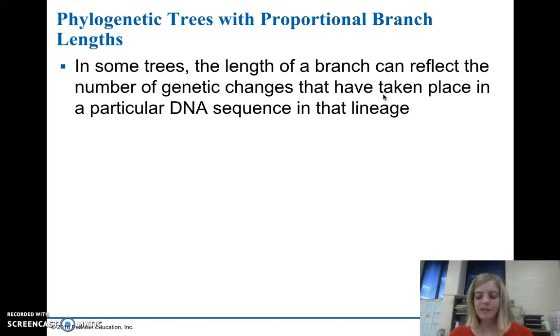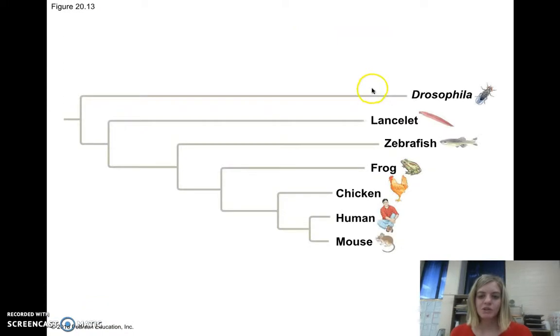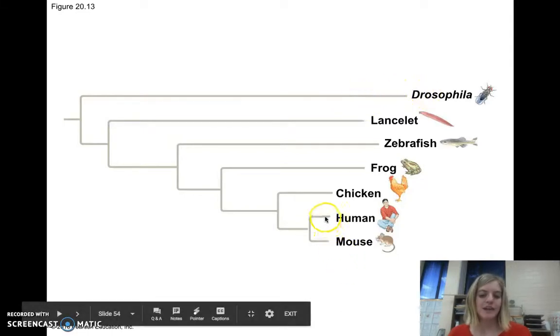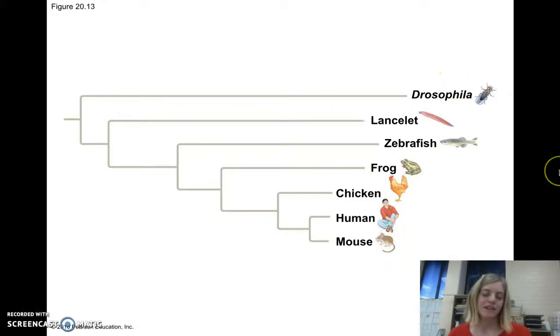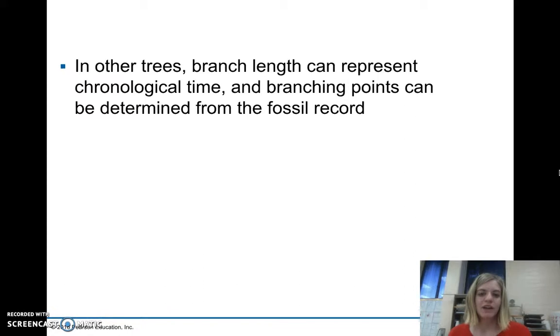Also, typically the length of the branches on the phylogenetic trees doesn't necessarily matter, but in some cases, you'll be told if this is the case, the length of the branch can reflect the amount of change that's taken place in a particular DNA sequence of that lineage. So, for example, when we see these longer branch lengths, that might mean there's been more genetic change between a fly and a mouse than, say, a human and a mouse. So we're much more closely related to a mouse than a fly, if that makes sense, based on these lengths.